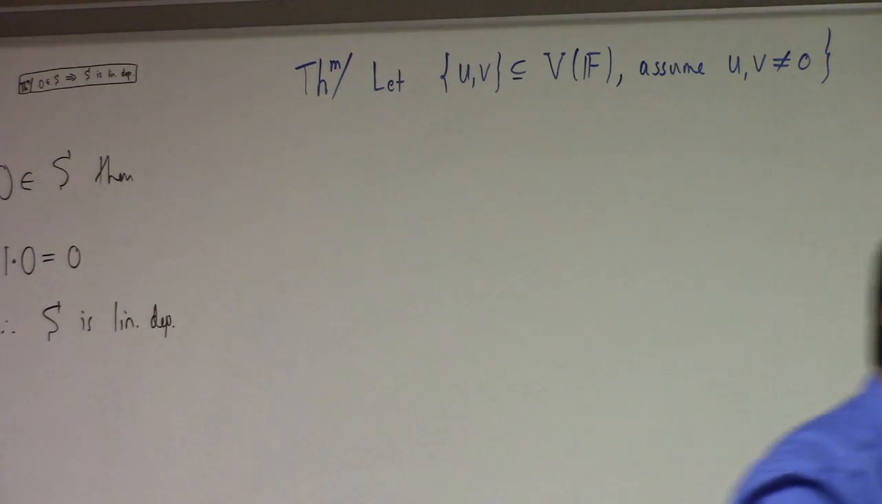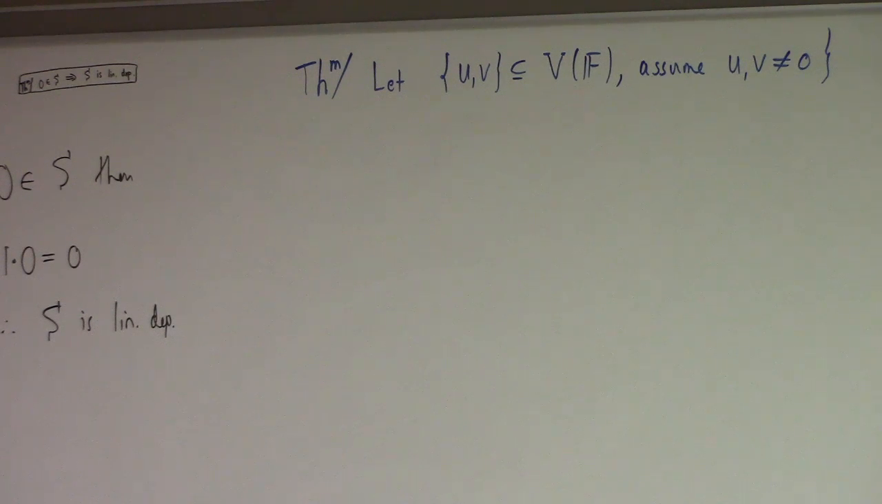Okay, so if 0 is in the set, it's linearly dependent. Yes, sir? How would you call that even smaller? Ooh. I don't know. Did you add another ito to it? Is it a theoremito? I mean, it's like a micro theorem.